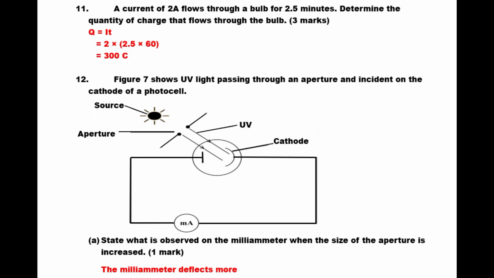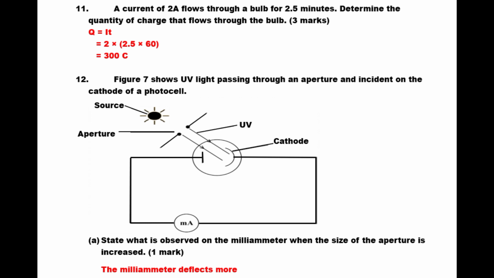A current of 2 ampere flows through a bulb for 2.5 minutes. Determine the quantity of charge that flows through the bulb. We have current and time, then you have to find charge. So we know Q equals IT. In other words, charge is current times time. So it will be 2 times 2.5 times 60, in other words, time in seconds. And that gives you 300 coulombs.